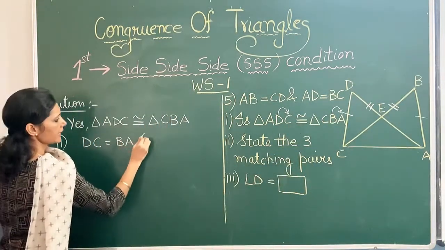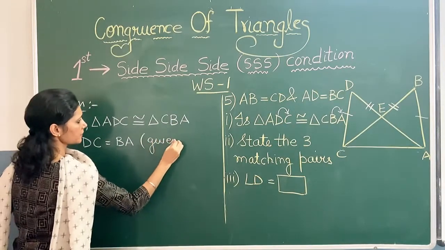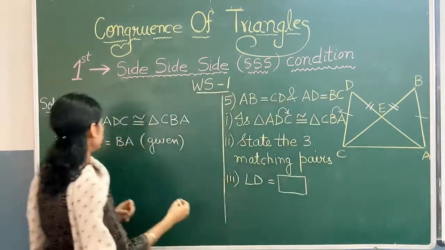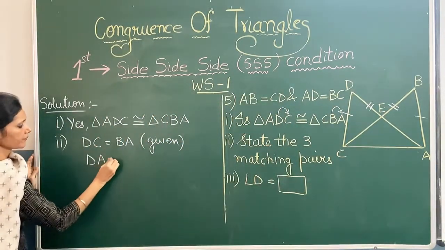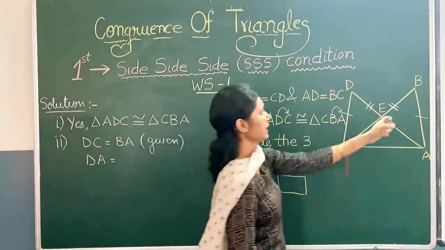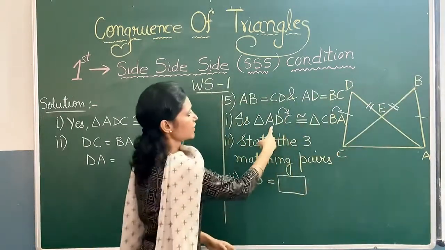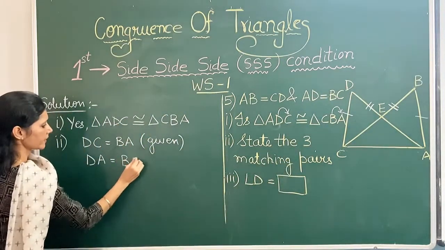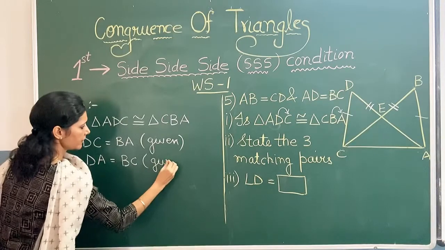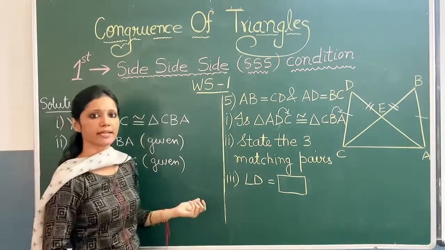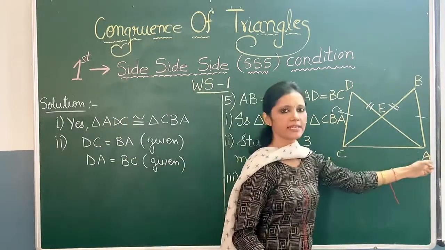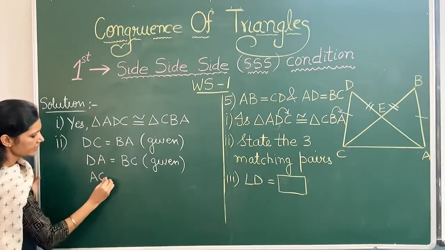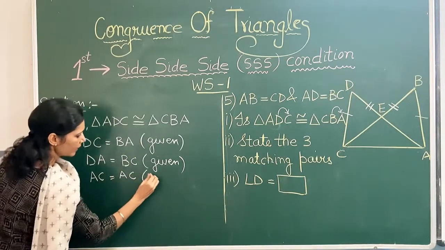The reason is it is given in the question. The other side DA, if I take the other side as DA, then the corresponding side would be BC. See, you can check here, DA, so BC. This is again given in the question. What about the third side of both the triangles? The third side is CA or AC, which is common to both the triangles. So we can write it anyways. AC is equal to AC. Why? Because this is common.